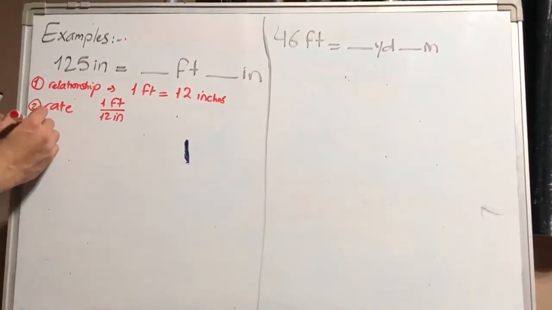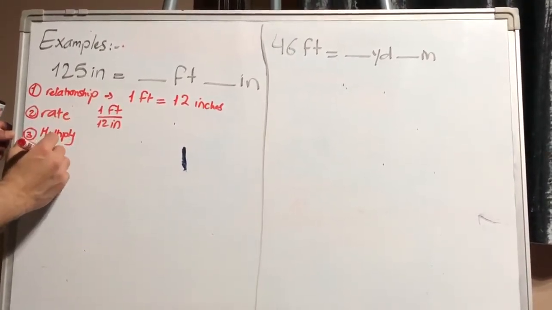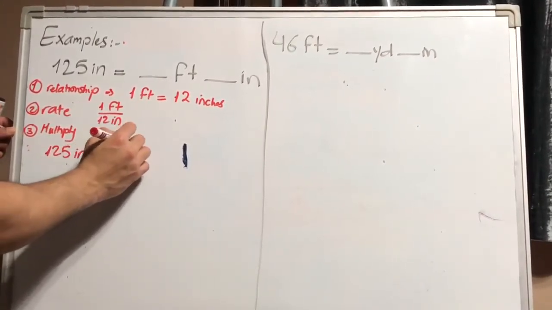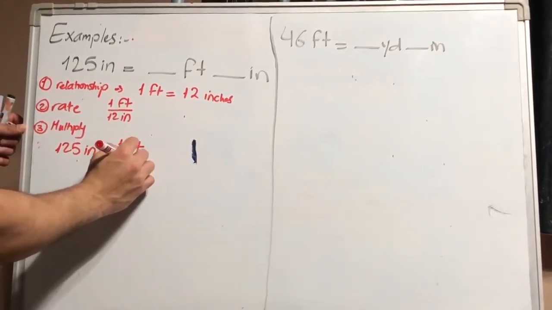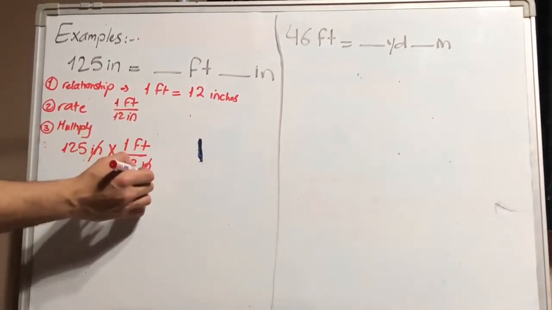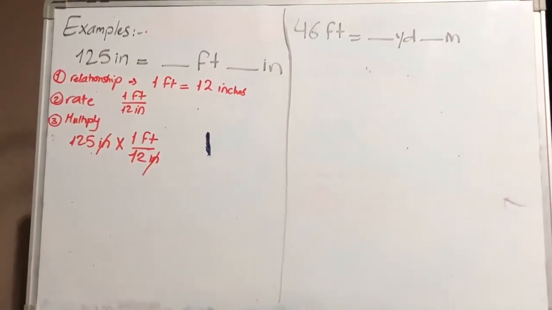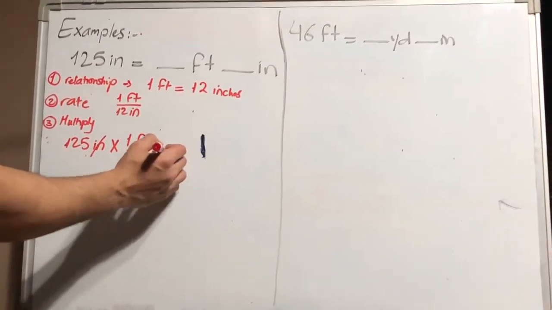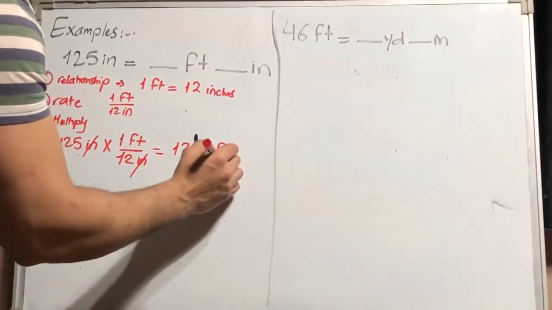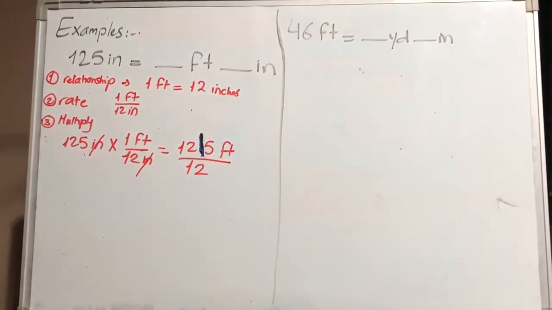Then multiply. I have 125 inches multiplied by 1 foot over 12 inches. Here inches go away with inches, and 125 multiplied by 1 is still 125, so divided by 12. So I end up with 125 feet over 12. Now I'm going to have to use long division.